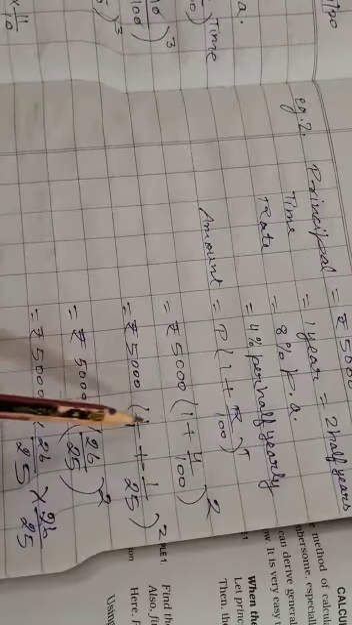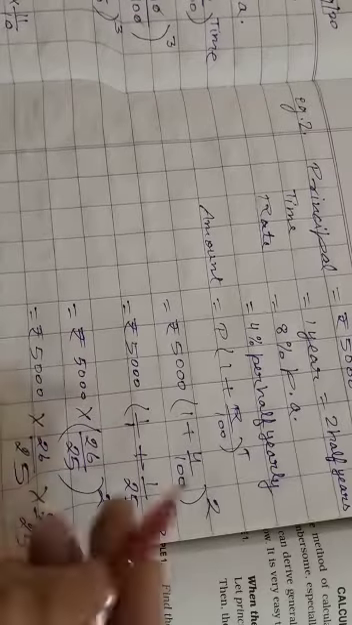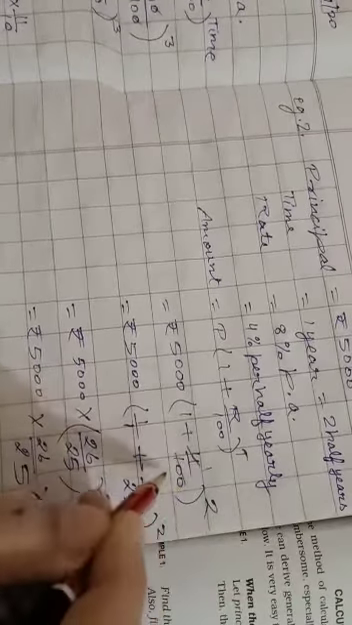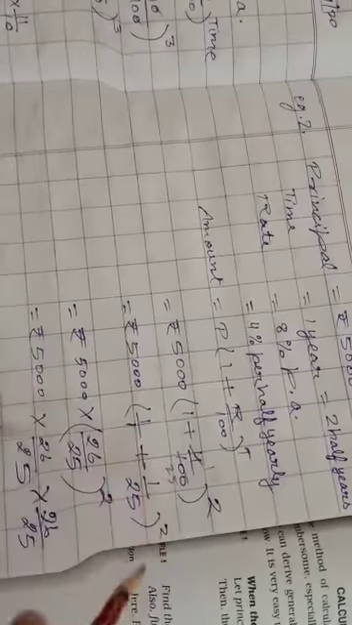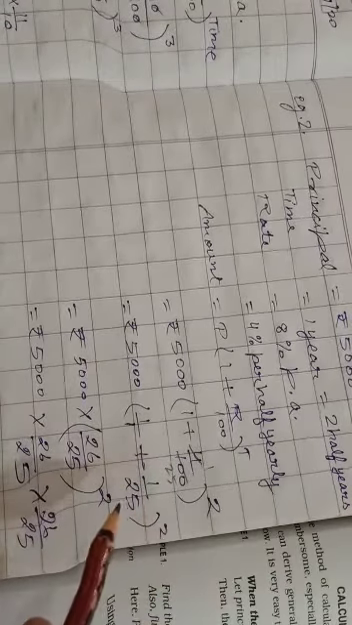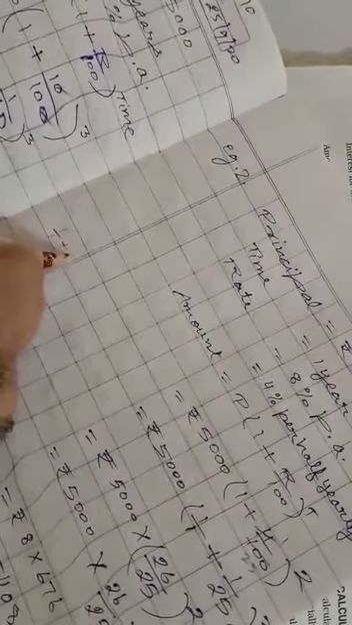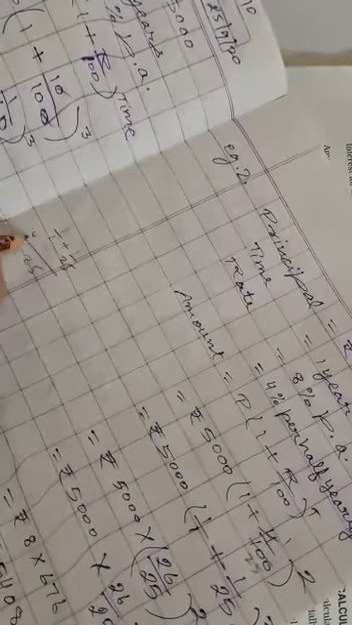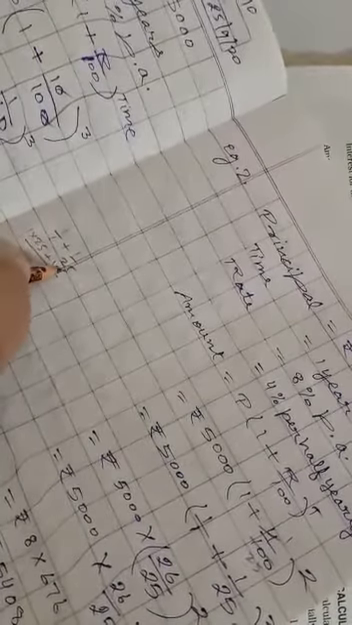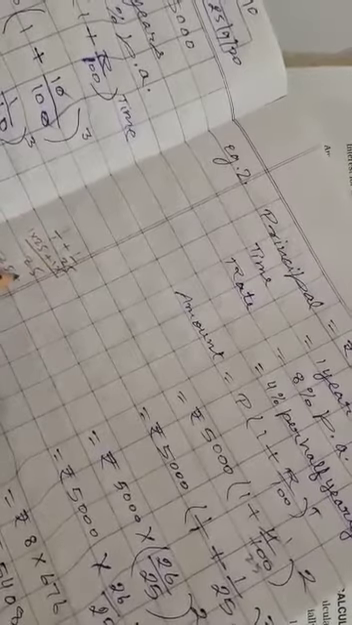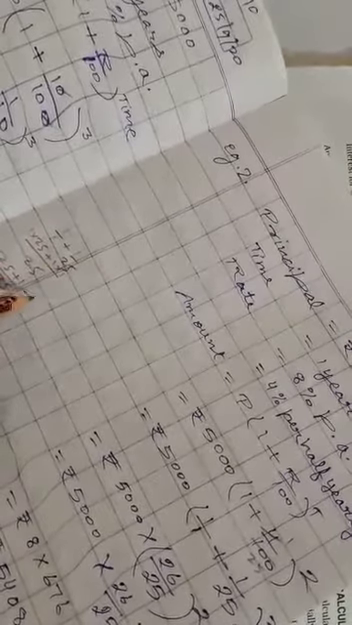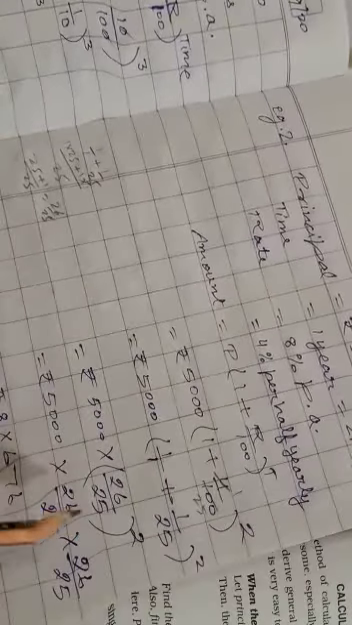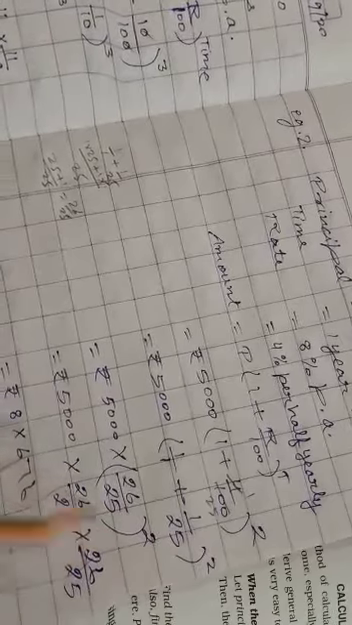Rupees 5,000, 1 plus 4 upon 100. 4 ones are 4, 4 fives are 20, 4 twos are 8. 4 fives are 20, 5 fives are 25. That is 1 upon 25. Now 1 plus 1 upon 25, can we calculate. Take 25 as LCM. 1 into 25 plus 1 into 1. We get 25 plus 1 upon 25. We get 26 upon 25. So we write 26 upon 25 whole power 2.